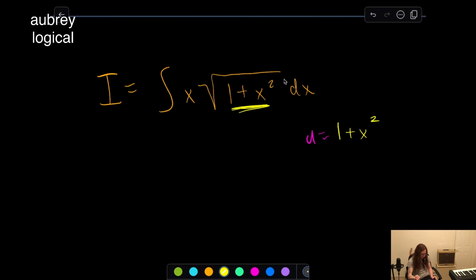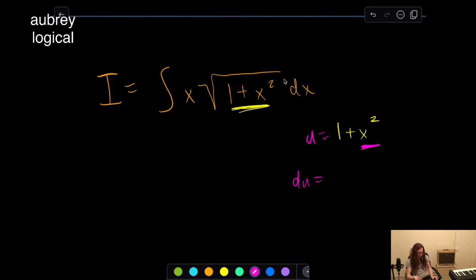Okay, so now I want to find the derivative of this expression. The derivative of any constant number is just 0, so we don't have to worry about that. Now we're only left worrying about x squared.